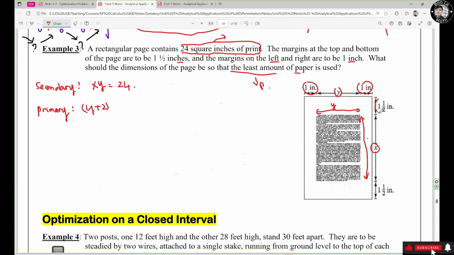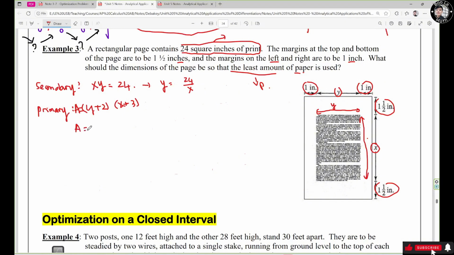And the top is 1/2, the bottom is 1/2, total is 3, so s plus 3, right? Times s plus 3, right? And this one is the area. Now from the first equation right here, I need to solve for y, right? So y equals 24 over s. Substitute this guy into the second equation right here.